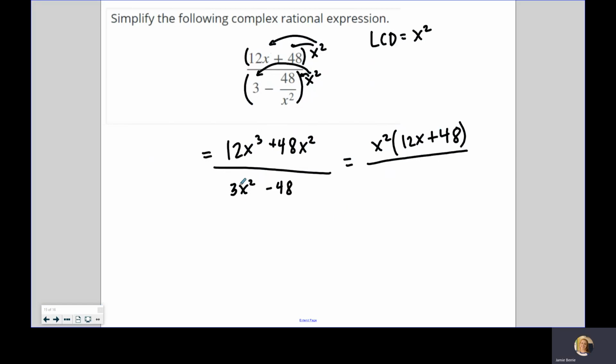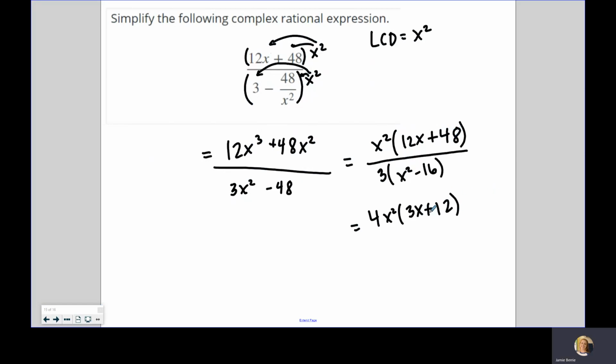Now let's see, 3x squared minus 48. Are there any common factors there? 48 goes into 3. It does. So you could pull out a 3 here. That would leave you with x squared minus 16. Looks like there are some more common factors up here that we could pull out. So 4 goes into both of those. So you could pull out a 4 on the top. That would leave you with 3x plus, what would that be, 12?